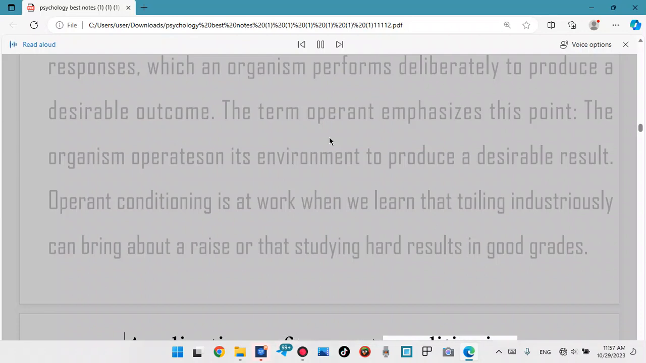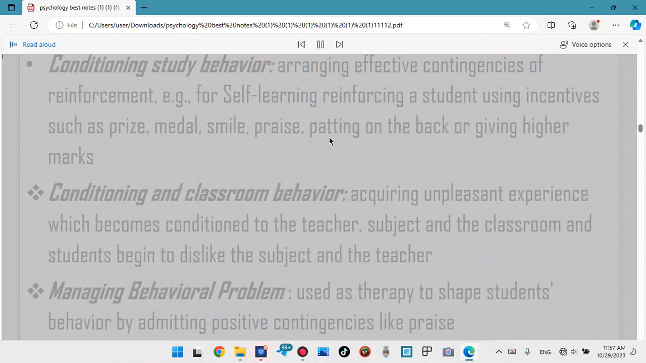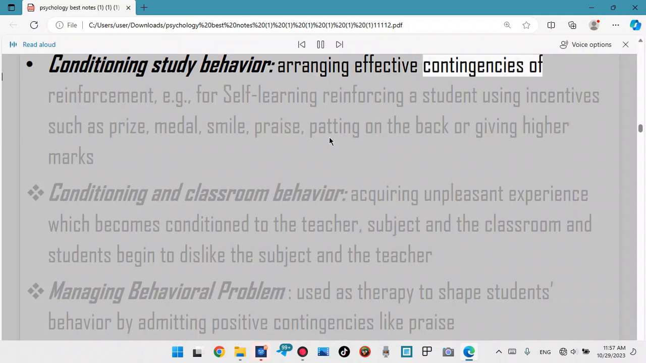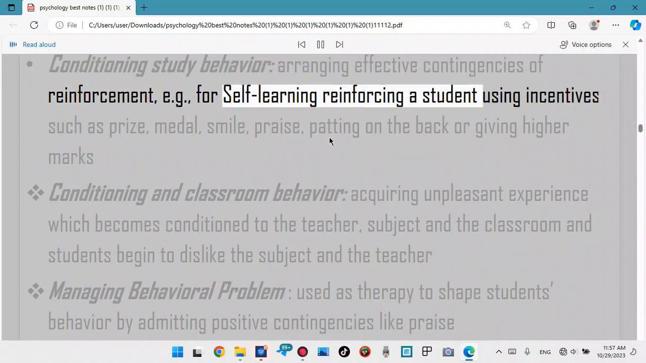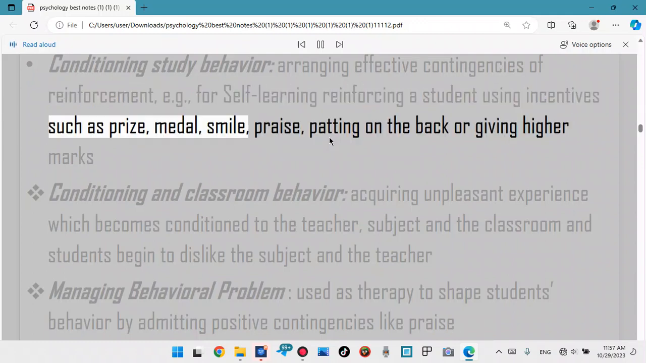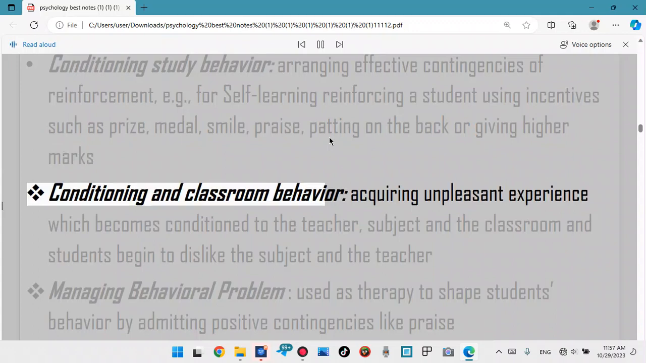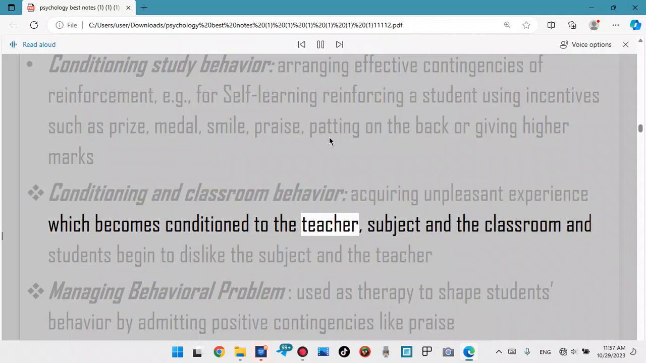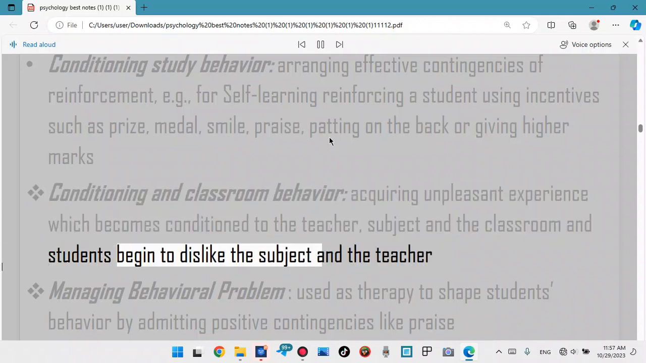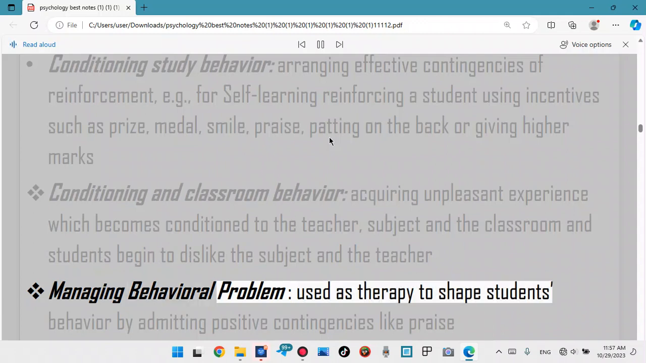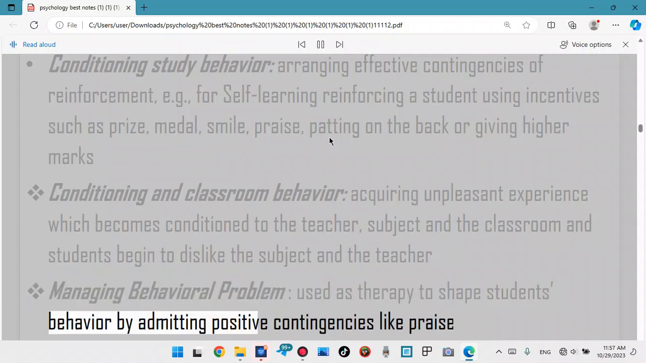Applications of operant conditioning. Conditioning study behavior, arranging effective contingencies of reinforcement. Example for self-learning: reinforcing a student using incentives such as prize, medal, smile, praise, patting on the back, or giving higher marks. Conditioning and classroom behavior: acquiring unpleasant experience which becomes conditioned to the teacher, subject and the classroom, and students begin to dislike the subject and the teacher. Managing behavioral problems: used as therapy to shape students' behavior by admitting positive contingencies like praise.